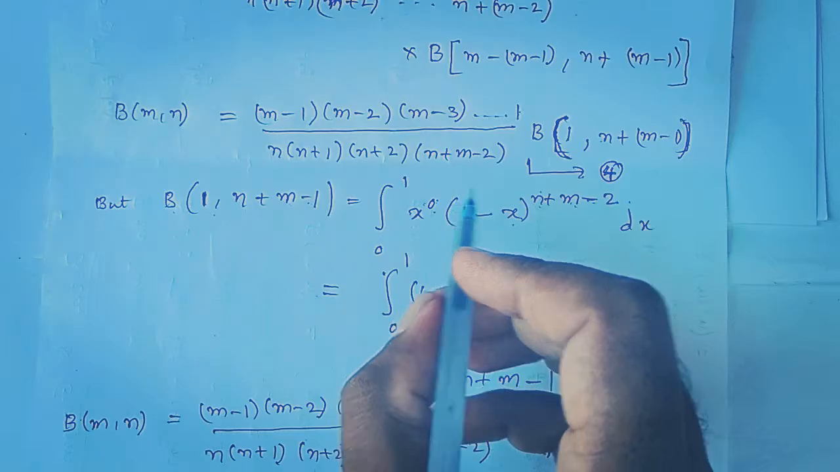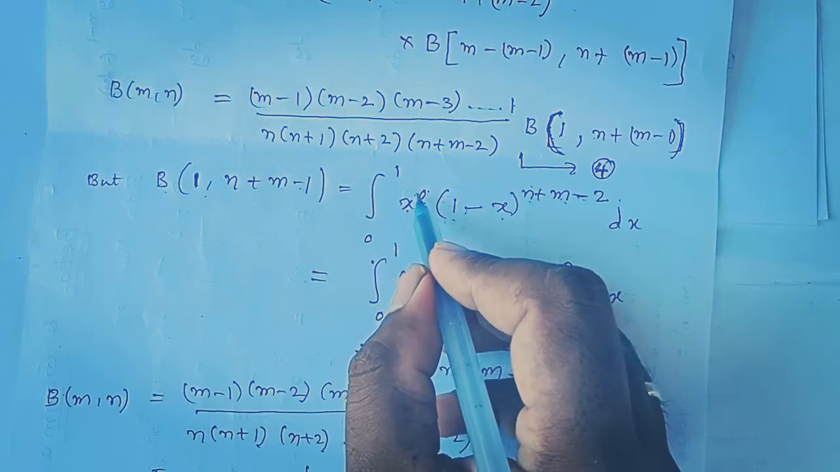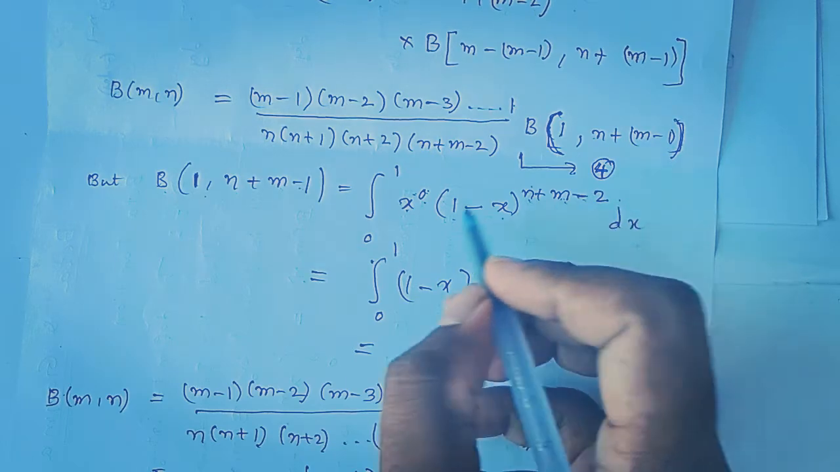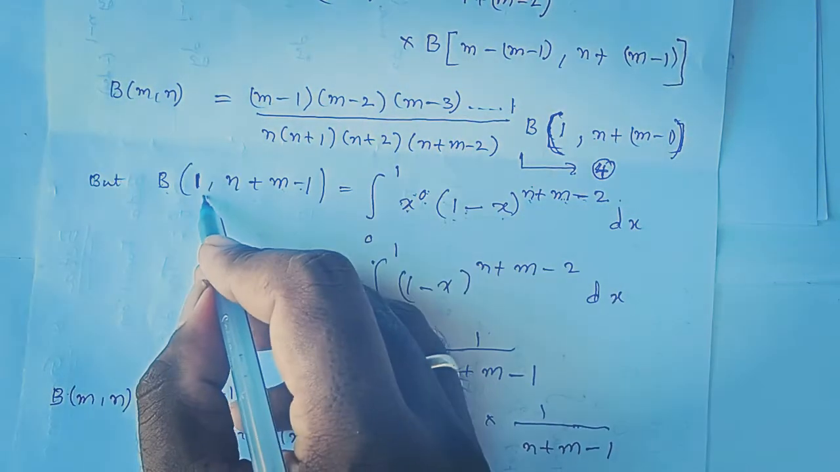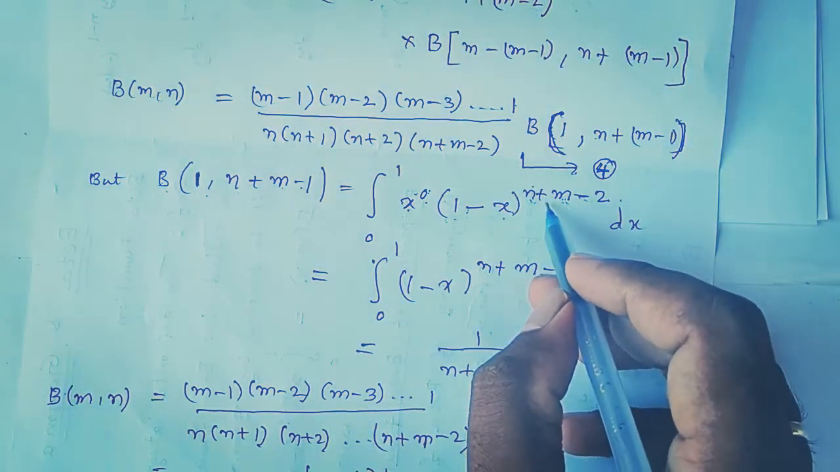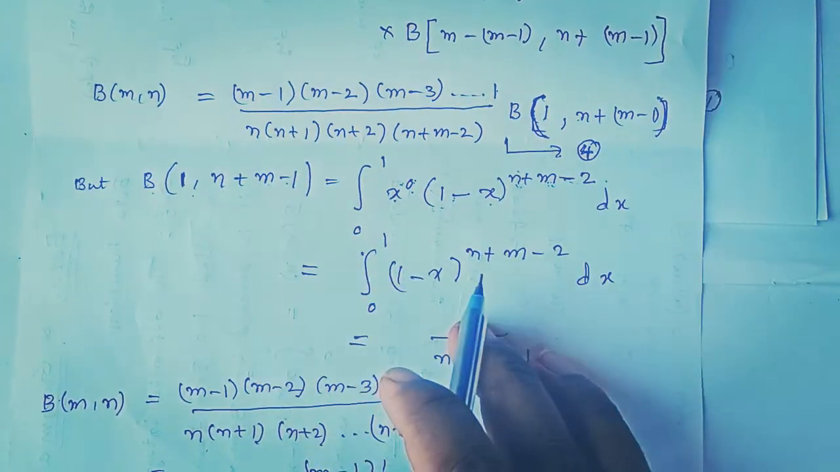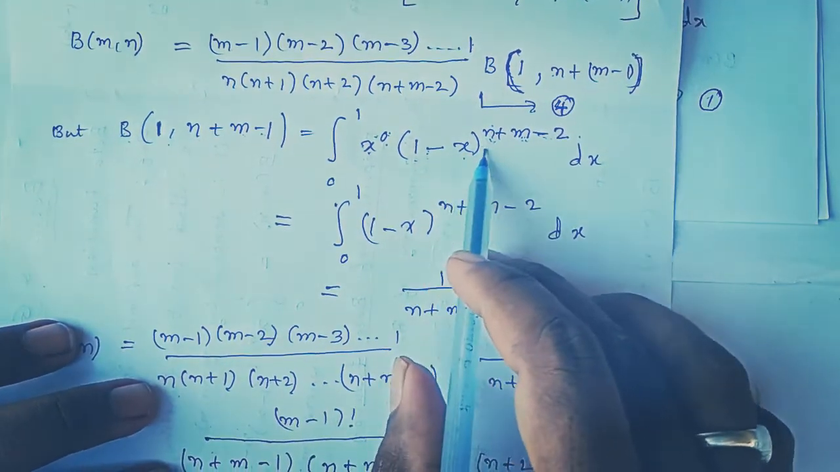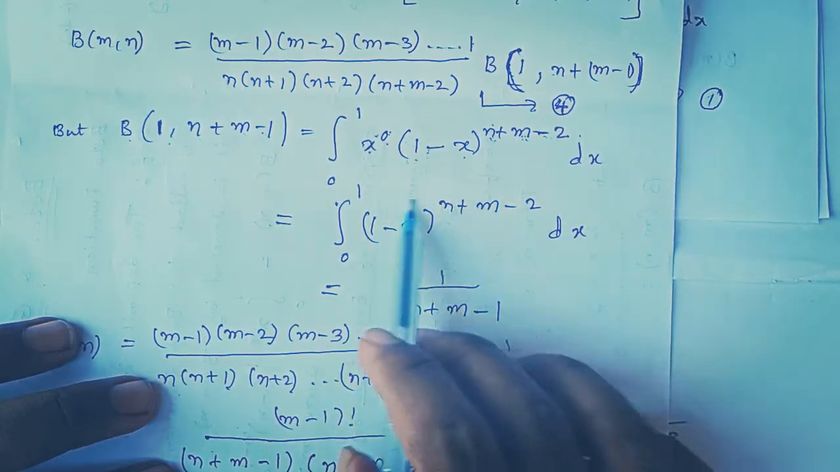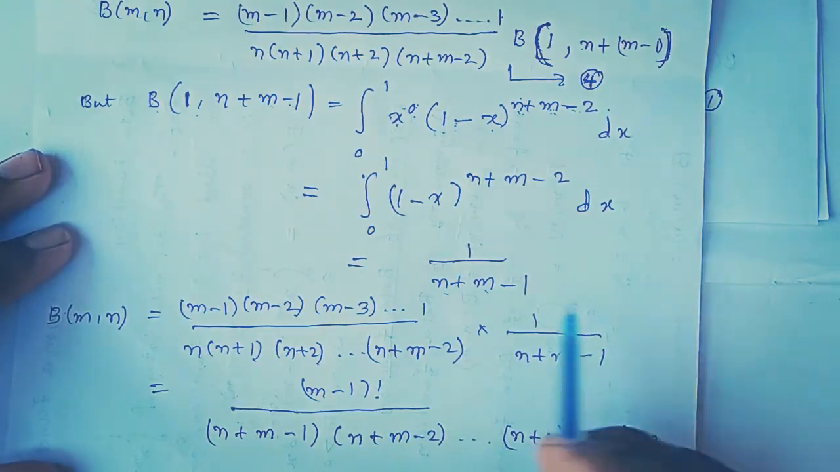Okay, check here: x power of 0 means x power of 1 minus 1, and 1 minus x power of n plus m minus 1 minus 1. Therefore 1 minus 1 is 1. Similarly in this power, n plus m minus 1 minus 1 gives n plus m minus 1. Okay, now its integral value is 0 to 1, 1 minus x power of n plus m minus 1. By solving this integration we get 1 by n plus m minus 1.